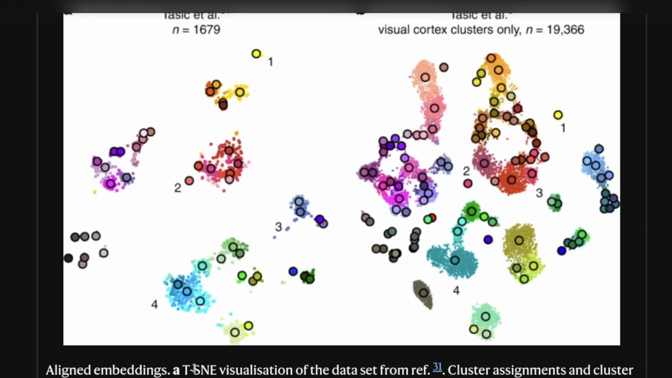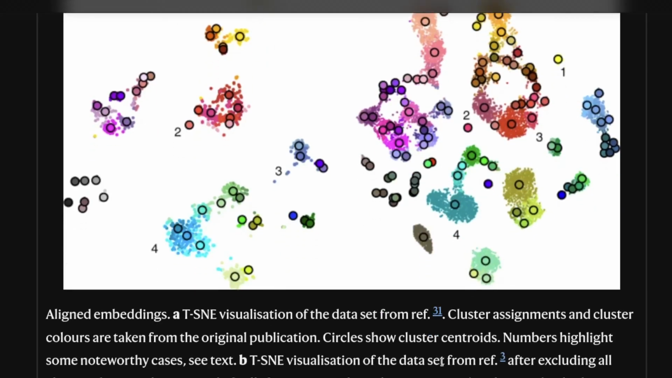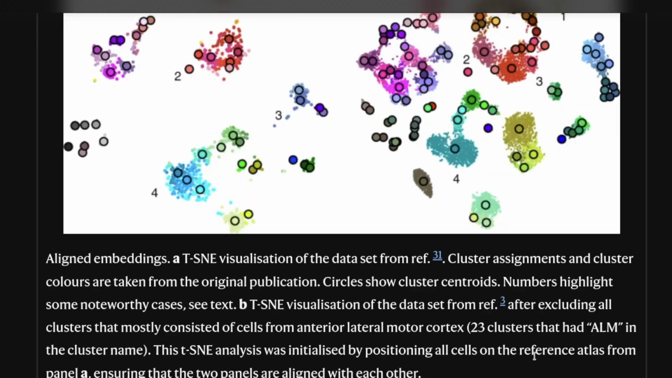B: t-SNE visualization of the data set from Ref 3, after excluding all clusters that mostly consisted of cells from anterior lateral motor cortex, 23 clusters that had ALM in the cluster name. This t-SNE analysis was initialized by positioning all cells on the reference atlas from panel A, ensuring that the two panels are aligned with each other. Full-size image. Several observations are highlighted in figure 6.